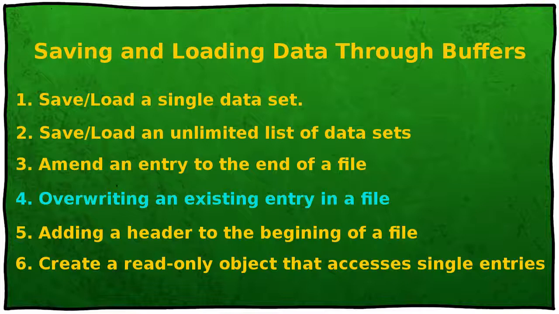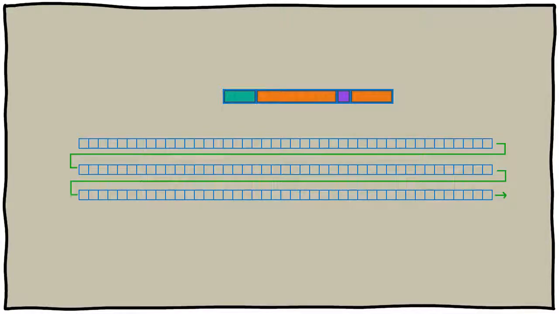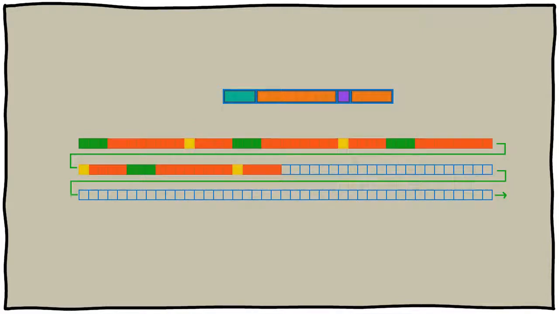In this video we're going to add to what we did in the previous videos. This time we're going to overwrite an existing entry in the file. We're going to do that by loading the buffer with the current set of data in the file. Then we're going to go to the corresponding area of the entry we want to overwrite, and then we're going to replace the data at that section and then save it back out to a file again.